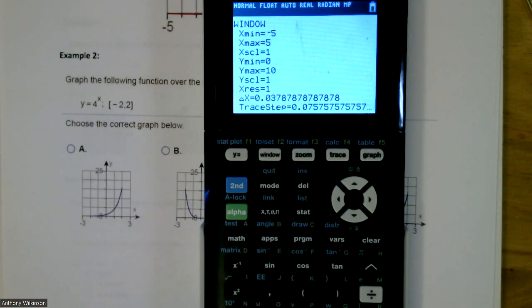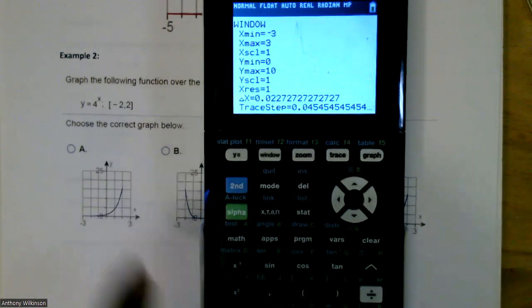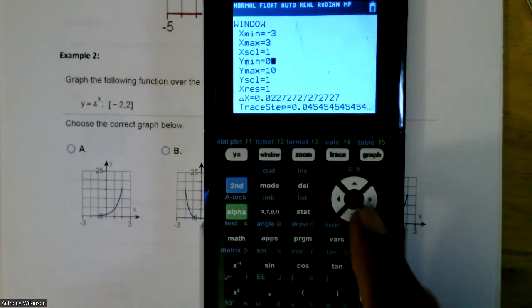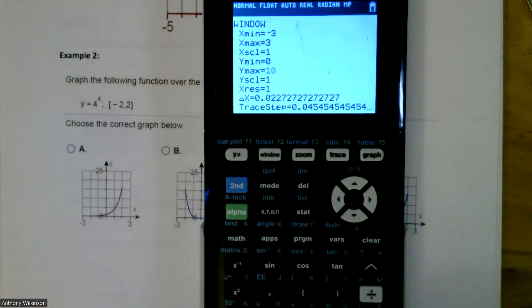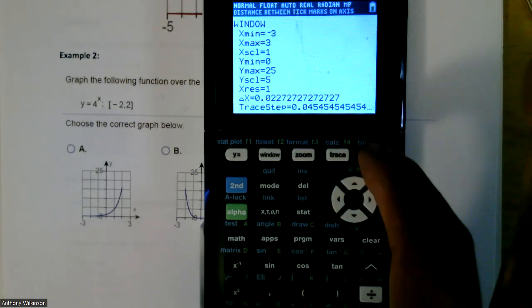Let's see, the x min, based on the choice of graphs that's given to me, I'm going to let x min be -3. X max will be 3. X scale will remain 1. For the y min, I'll let that be 0. The y max, I have it at 25, so I'll use that. I'm going to use 5 as my y scale. Okay, and then press graph.